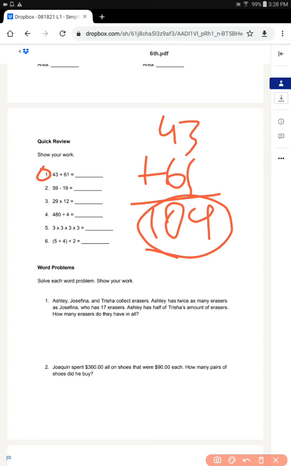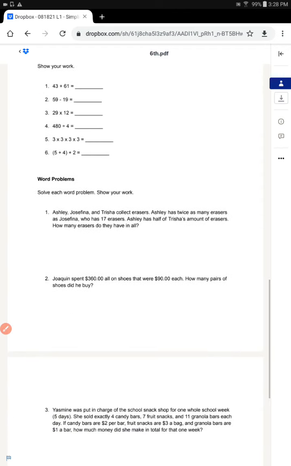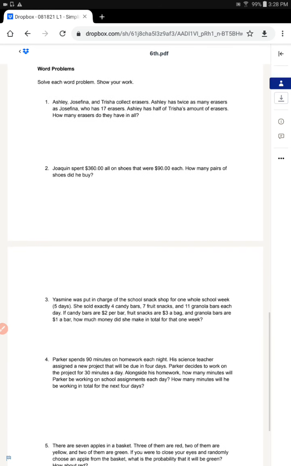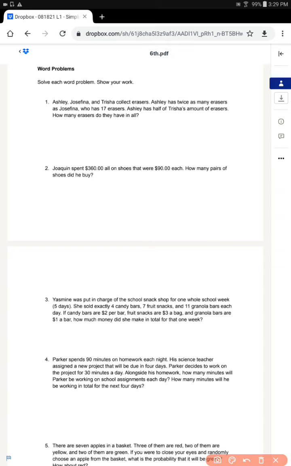Alright, and now we go to a little bit more of the challenging problems, the word problems. Let's just start with number 1. Maybe we'll do another one, I'm not sure. Anyway, Ashley, Josephina, and Trisha collect erasers. Ashley has twice as many erasers as Josephina, who has 17 erasers. Ashley has half of Trisha's amount of erasers. How many erasers do they have in all?